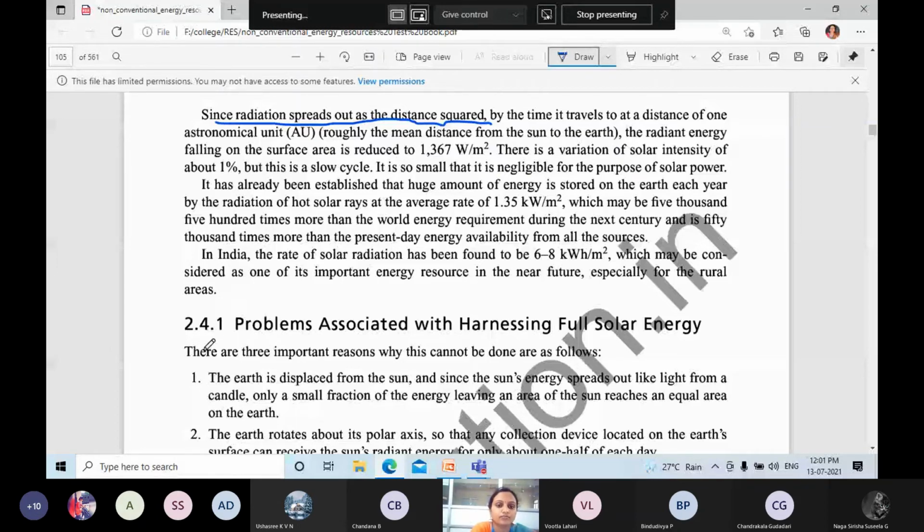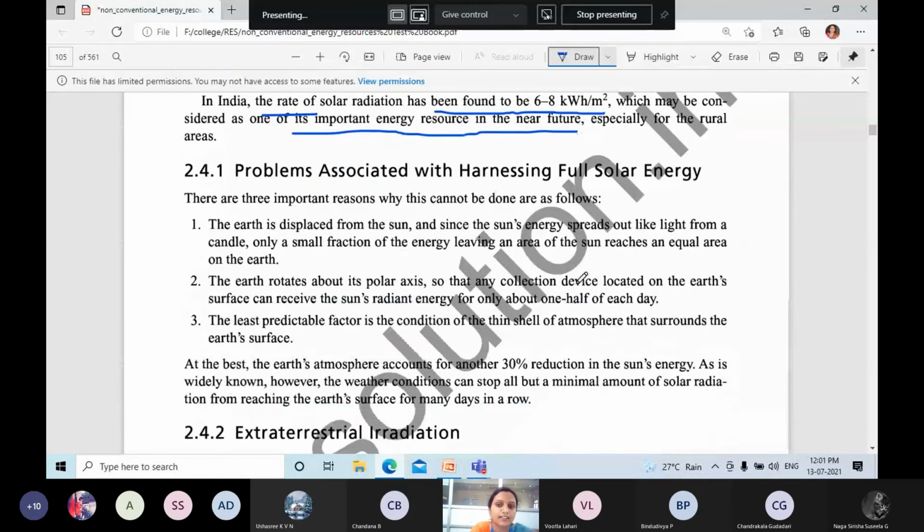In India, solar radiation has been found to be 6 to 8 kilowatt hour per meter square, which may be considered as one of its important energy resources in the near future, especially for the rural areas. What are the problems associated with harnessing full solar energy? There are three important reasons why this cannot be done, as follows. Why we cannot go with solar: these three important reasons.